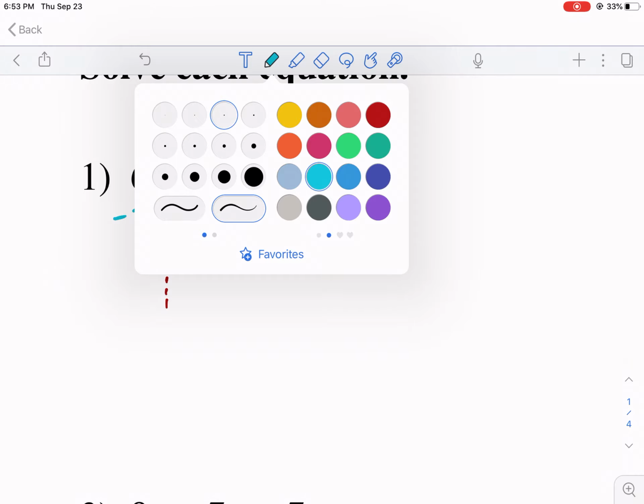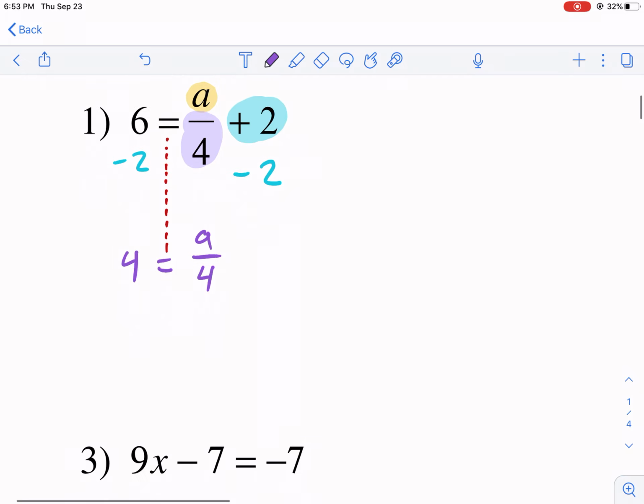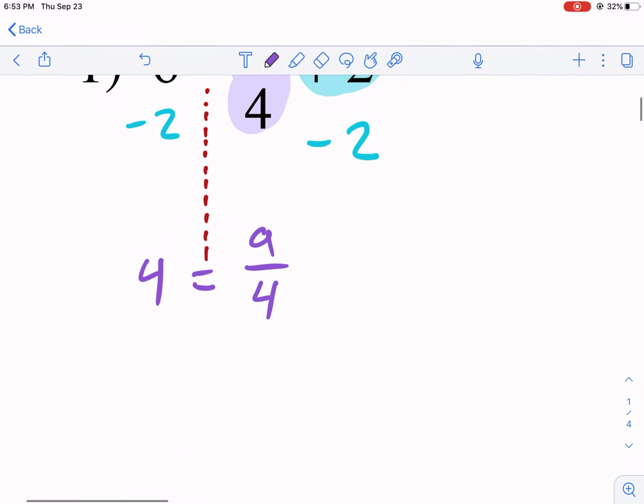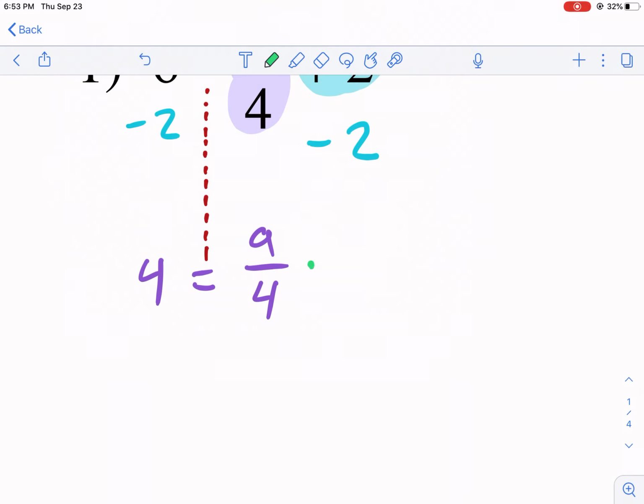So I'm going to rewrite a over 4, choose purple. Okay, a over 4. A divided by 4 is another way to read it. And then that equals 6 minus 2 is, whoops, not 6, 4. Okay, what do we do from here? Well, a divided by 4, or a over 4, same thing. How do we undo that divide by? Well, we undo the dividing by multiplying. We're going to multiply both sides by 4.